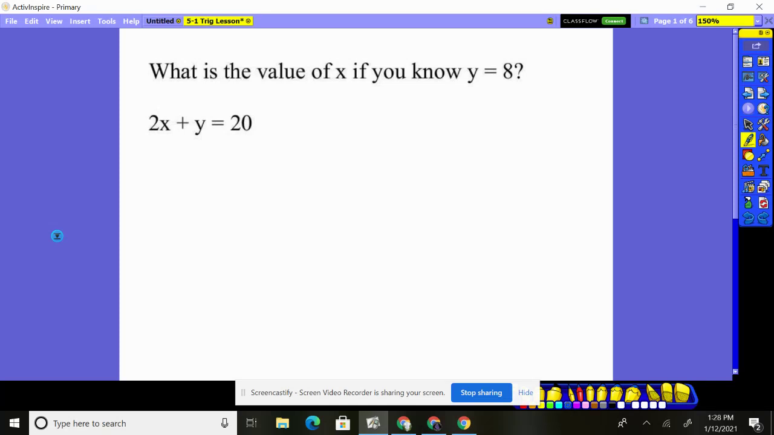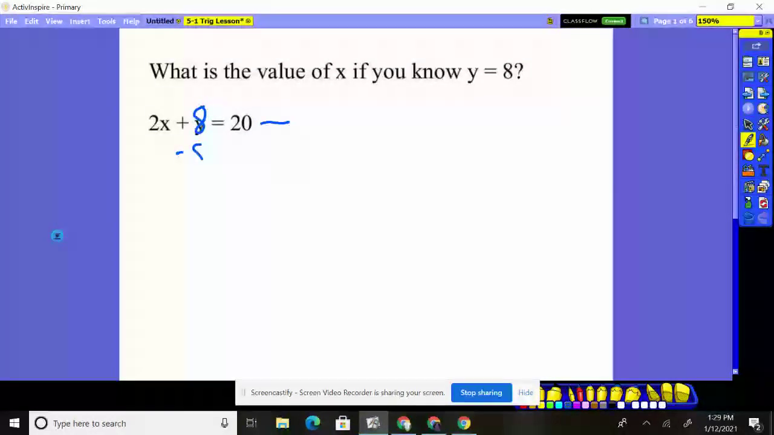Okay, what is the value of x if you know y is 8? So we know y is 8, and here's our equation right here. You and I know y is 8, so how can we figure out x's value? Well, you just told me y's value is 8, so I know that 2x plus 8 is 20. I just substituted in the value of 8 into that y.